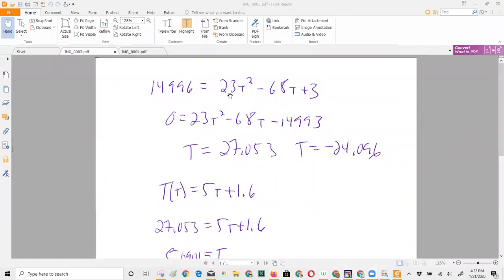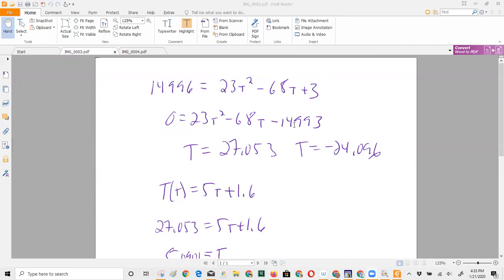I set the formula, the number of bacteria based on the temperature formula, equal to the number of bacteria. So there's the temperature base, and that's the number of bacteria. I set those equal, and then because this is a quadratic equation, we set it equal to 0, and then we try to factor it, but that was awful to factor, so I didn't even try.